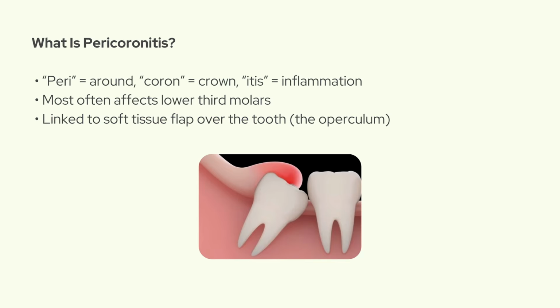All right, so let's start with the basics. The word pericoronitis literally breaks down into inflammation around the crown, and that's exactly what's happening here. It usually affects a tooth that's only partially erupted, most often the lower third molar that hasn't fully made its way through the gums. When that happens, it leaves this little soft tissue flap over the tooth. We call it the operculum.